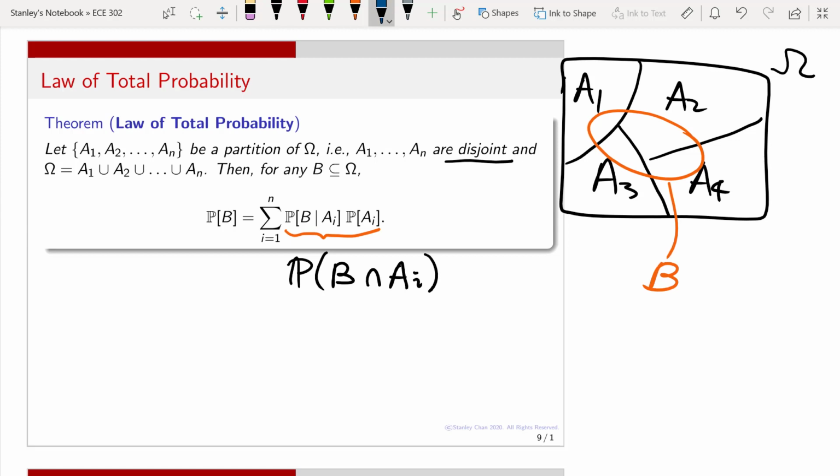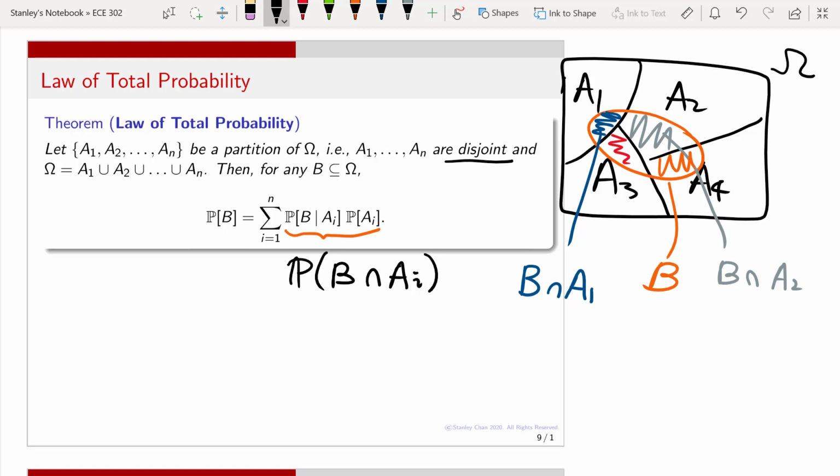So going back to the diagram, here is B intersect with A1. Here is B intersect with A2. This is A3, and this is A4. And so your probability of getting a B, which is this circle, can be decomposed into many smaller events where each event is B given Ai. And they can further be calculated using this conditional probability.